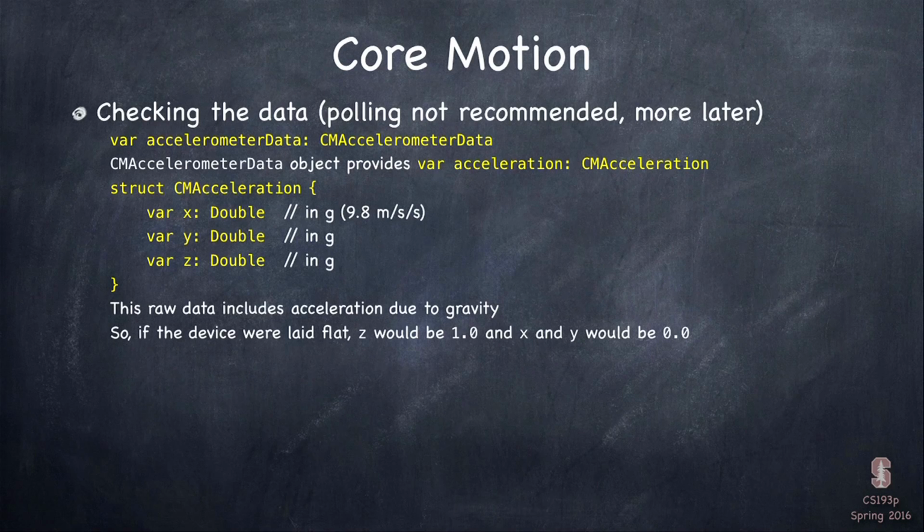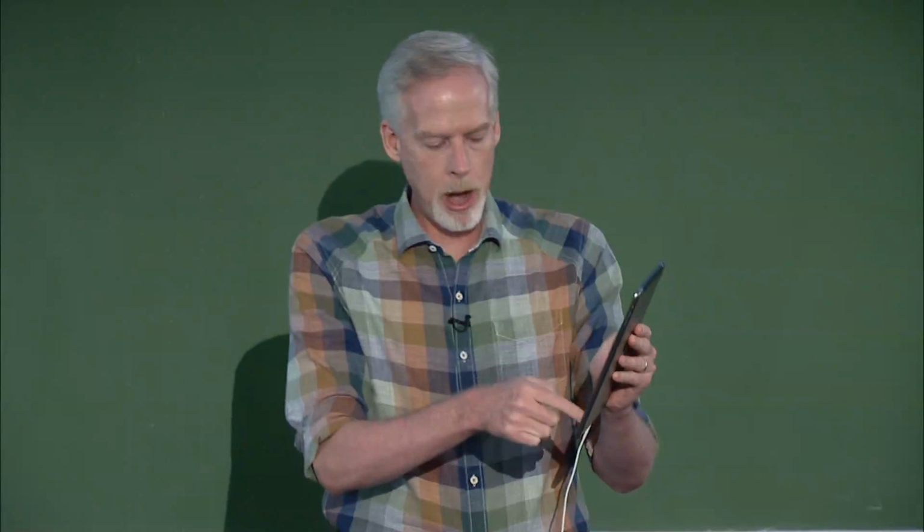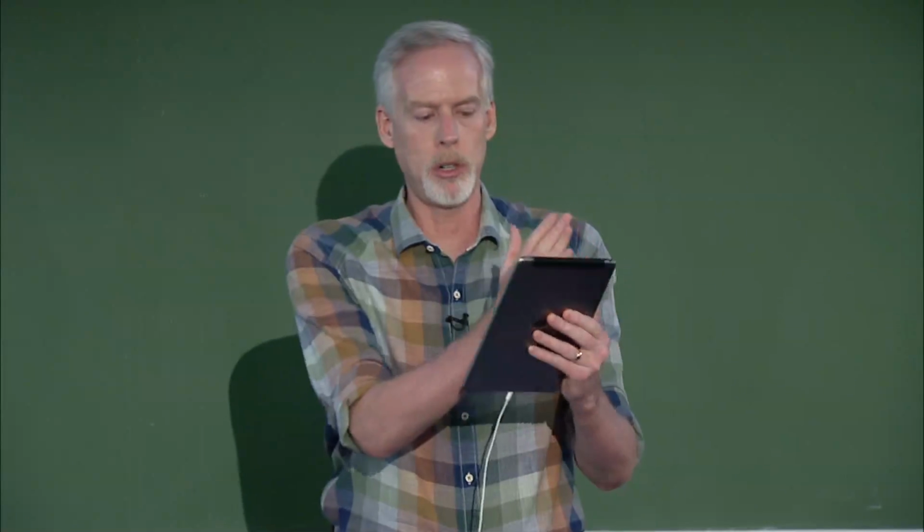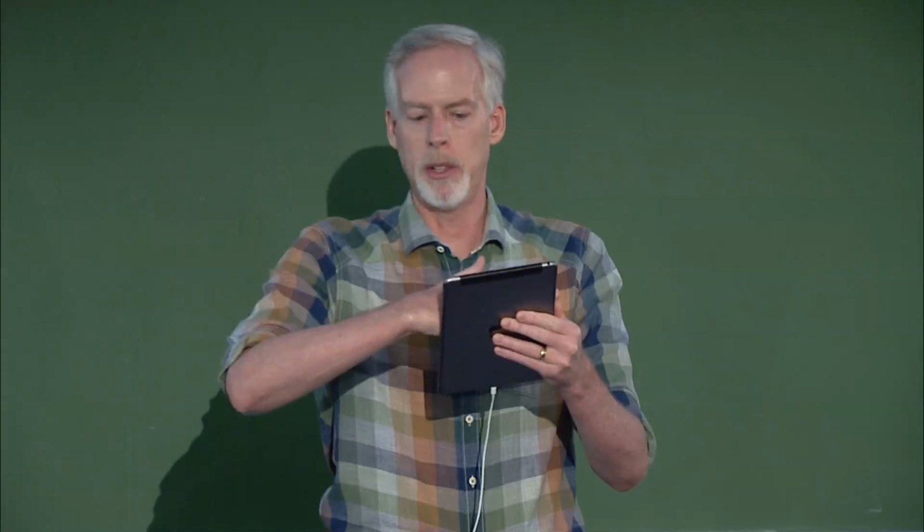So what are this X, Y, and Z? Here I have a device. Y is this axis right here, pointing down through the home button. It's this vertical axis. X is perpendicular to that, across the device this way. So this is Y with the home button being down, and this is X. Z is out the back.